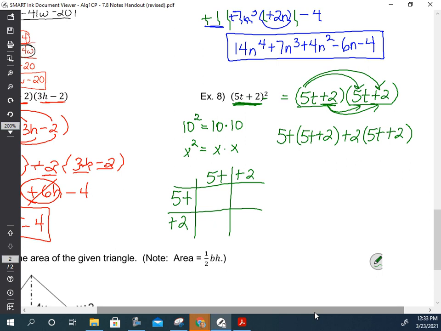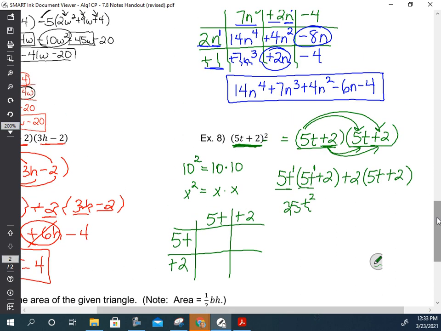So not only the first part of what you said was correct, 5 times 5, 25, but t times t, t to the first times t to the first, t squared. 5t times 2 is 10t. 2 times 5t is 10t. 2 times 2 is 4. Okay, John?